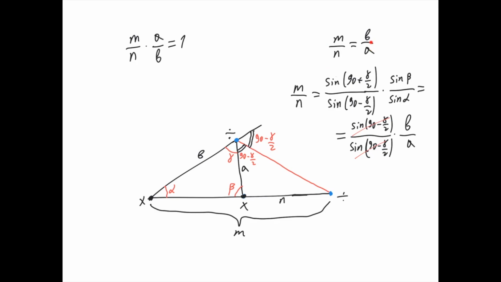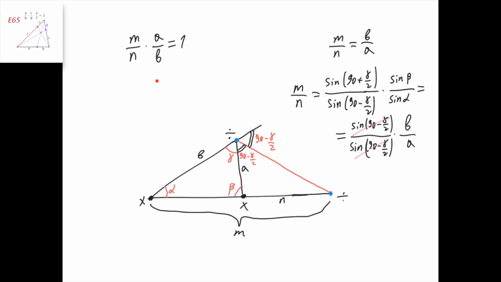We can rewrite this expression like that, and then we can use the same mnemonic we used for Ceva and Menelaus theorems. Put a multiplication sign next to this vertex, and a division sign here and here. Then m divided by n times a divided by b, and we come back to where we started. Therefore, this expression equals 1.